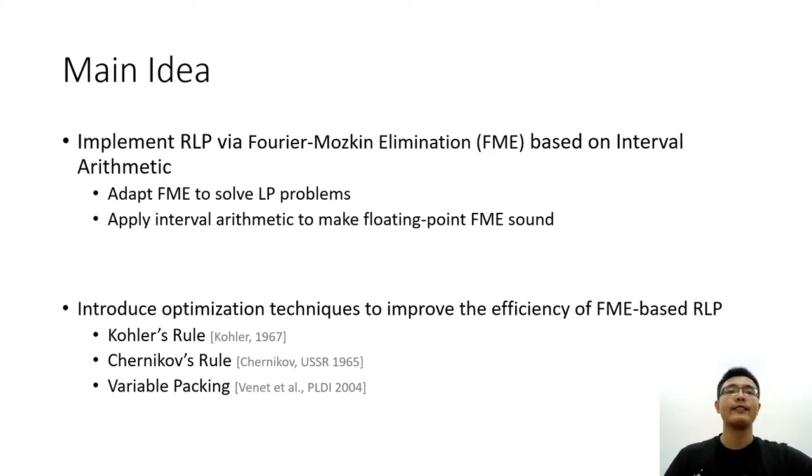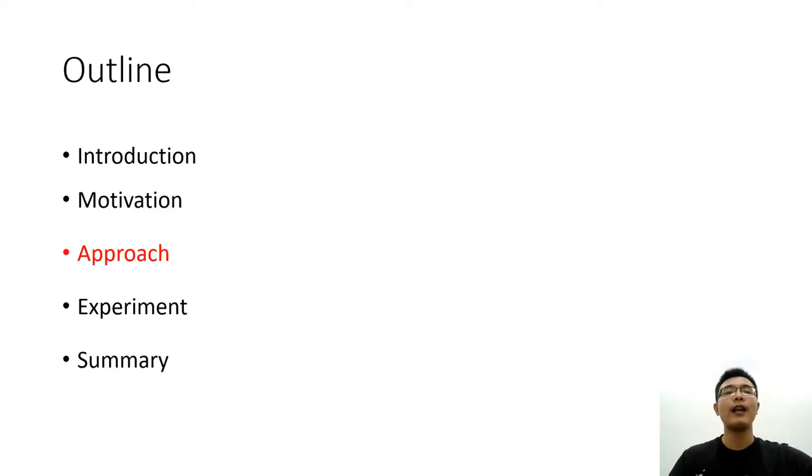Our main idea is implementing rigorous linear programming via Fourier-Motzkin elimination based on interval arithmetic. To make the results of linear programming problems sound, we introduce interval arithmetic during the process of elimination. Besides, we introduce some optimization techniques to improve the efficiency of FME-based RLP, including Chernikov's rule and variable packing. Now let me show you our approach.